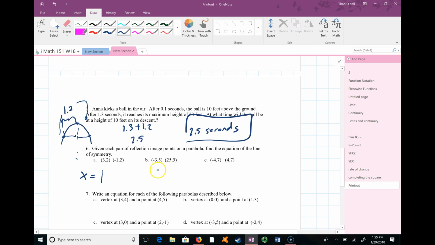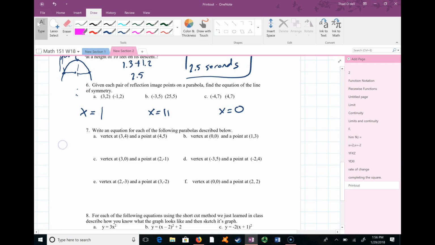And halfway between 25 and -3, that would be a total of 28, so it'd be 14. -3 plus 14 would be 11. And that goes from -4. Oh, that would be easy. That's just x equals 0, isn't it? Nice. All right, number 7, write the equation for each of the following parabolas described below.